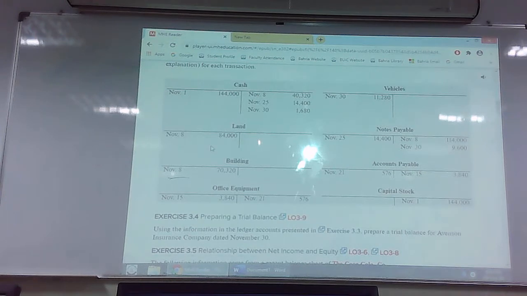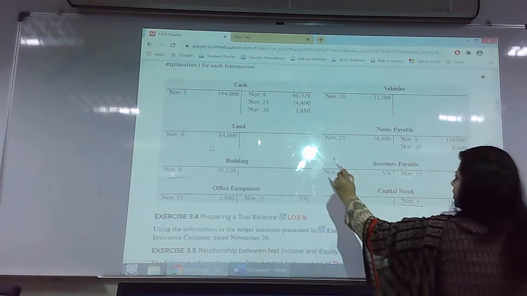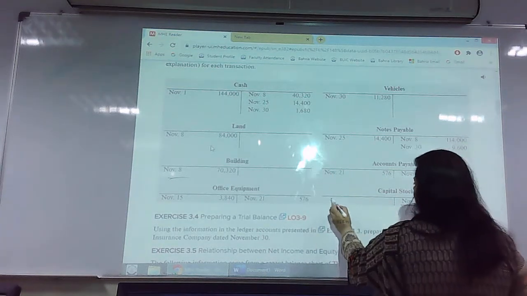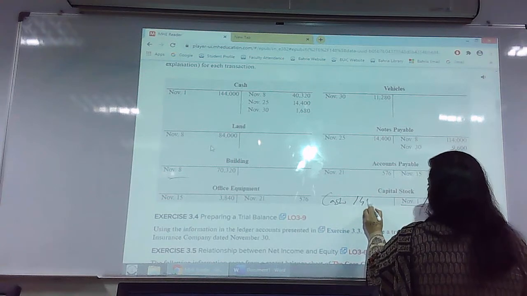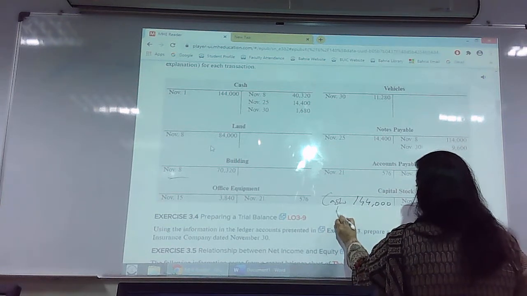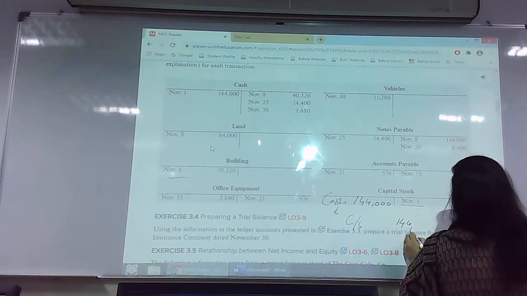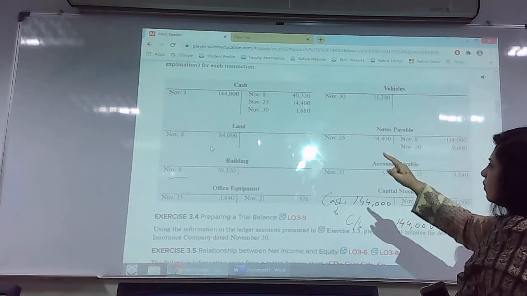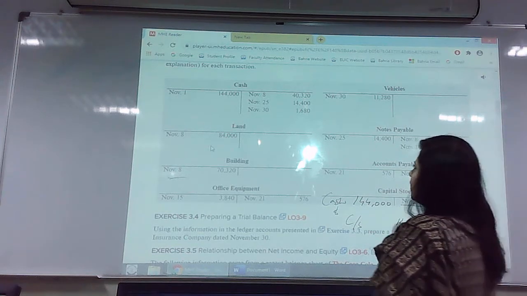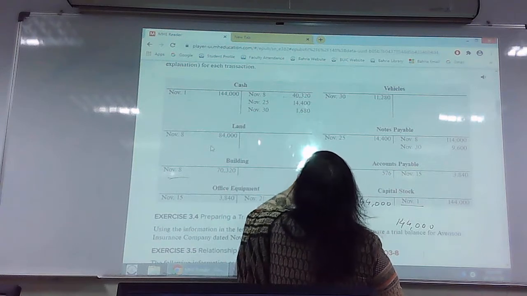Okay, now you have November 1 capital stock, right? So now as you can see that this is debited with cash. Okay, so this will be cash 144,000 to capital stock 144,000. Okay, now this is one entry for November 1st. Then comes November 8th.